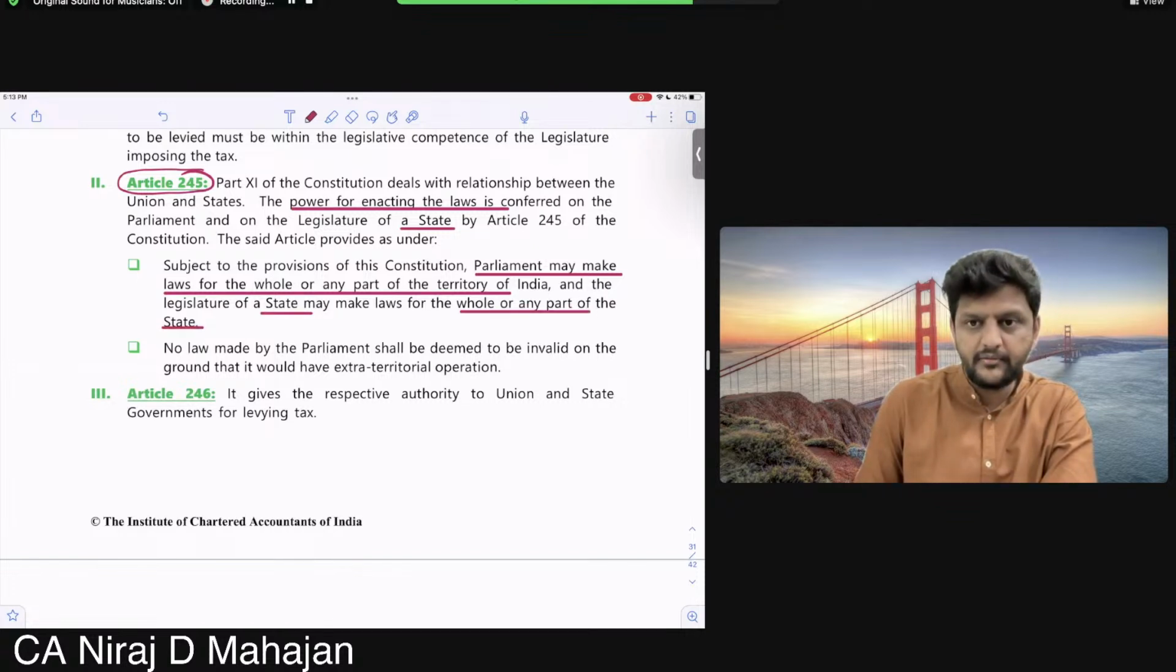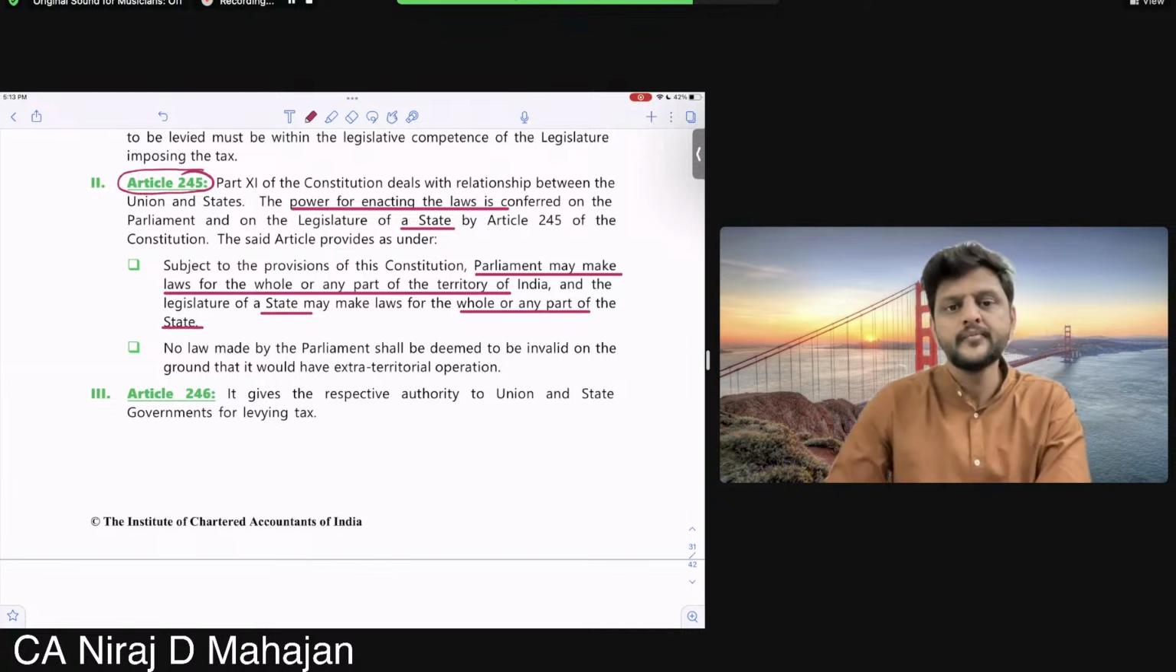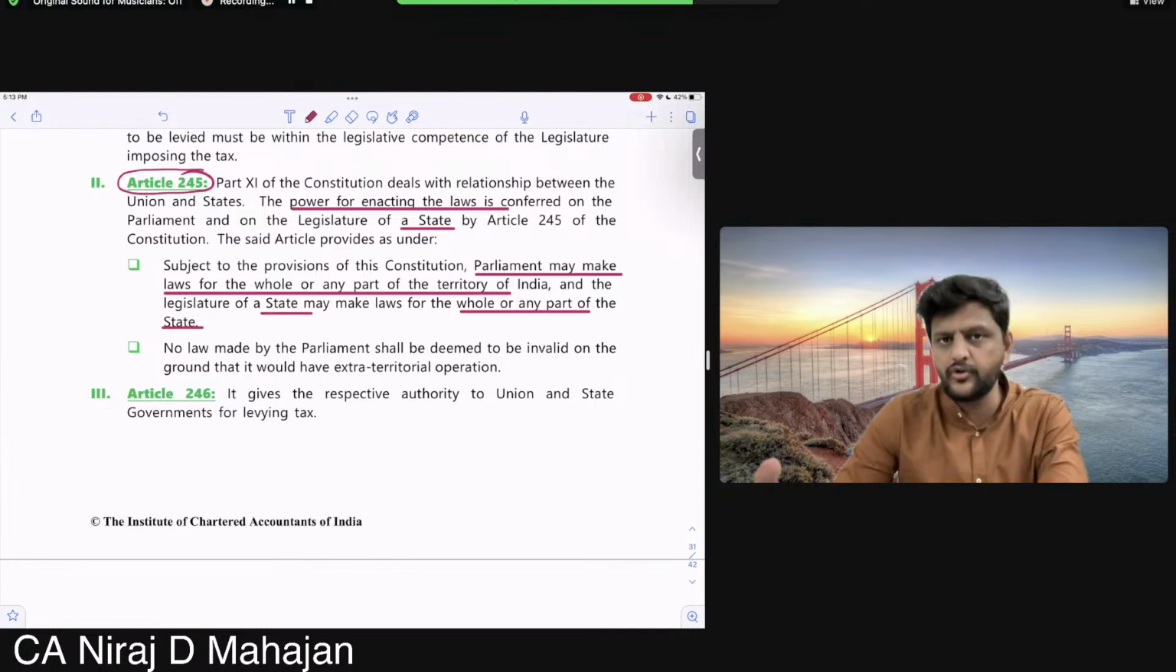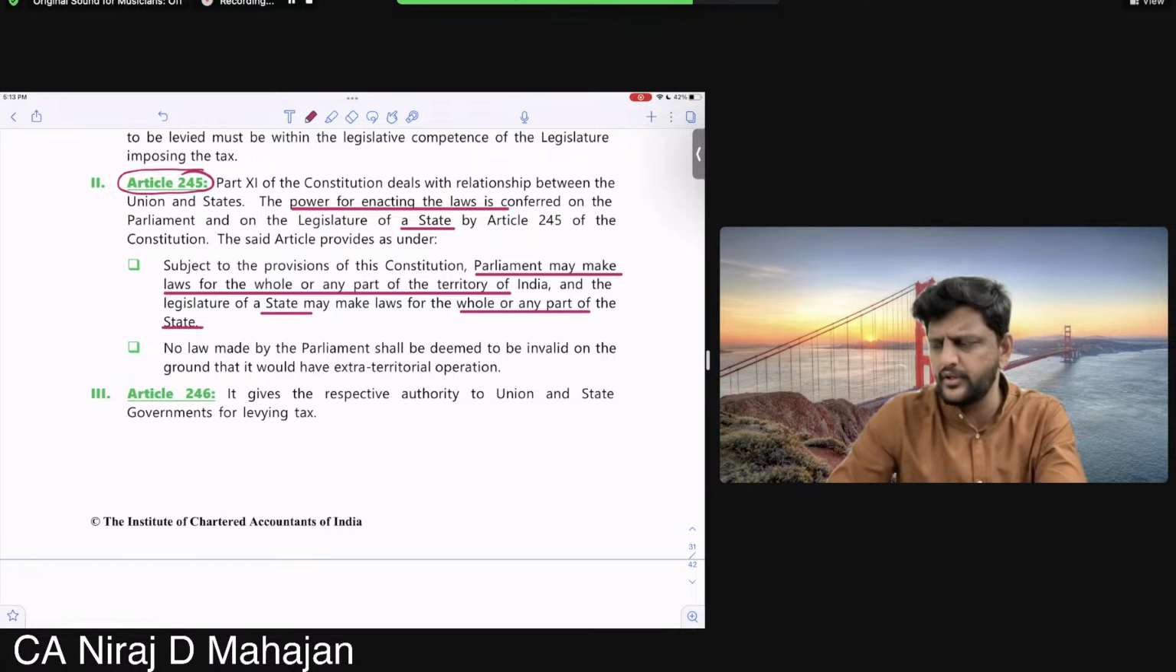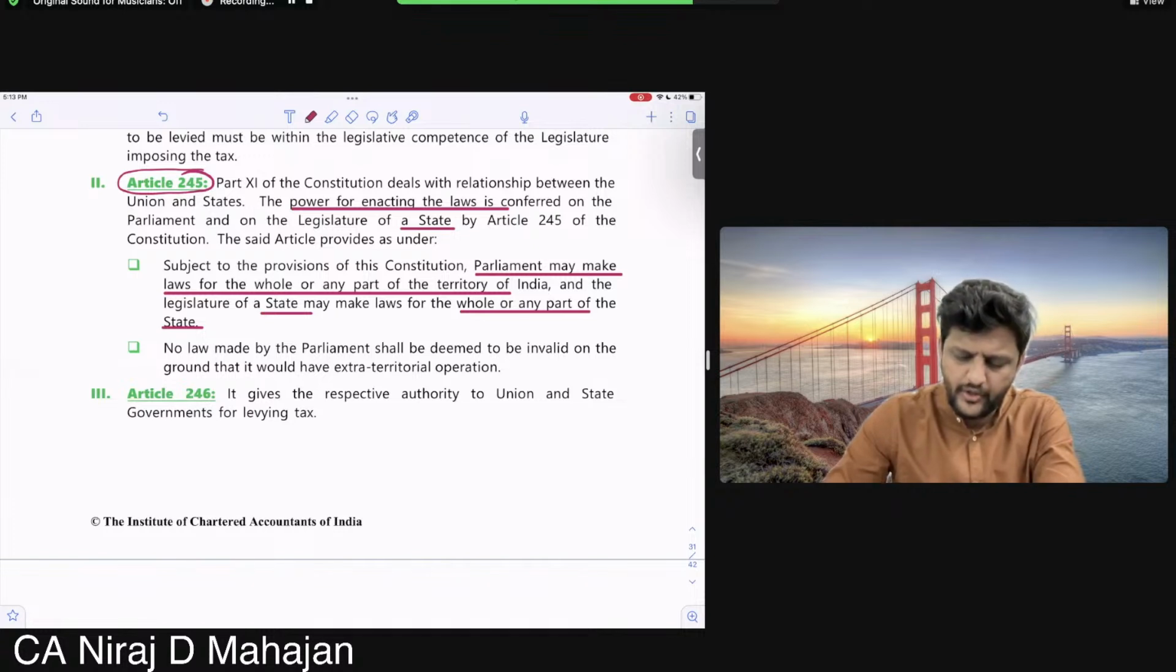I hope you are understanding, everybody. Central government can make law for the entire India or for some area of India, like they had the J&K Reorganization Act. It was applicable only for J&K. And state government can make law only for their particular area in the state or the entire state. No law made by Parliament shall be deemed to be invalid on the ground that it would have extraterritorial operations. Forget that, they're talking about jurisdiction.